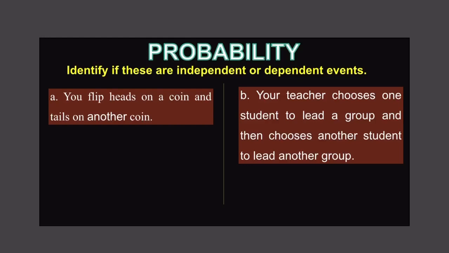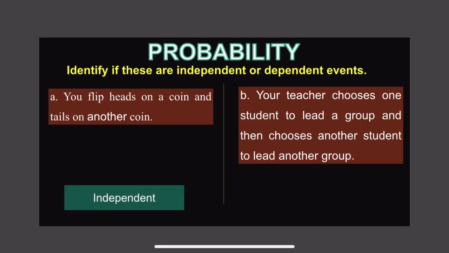So, why do you think one is independent and one is dependent? And which one do you think is dependent and independent? Okay, let's have a look. The first one is independent because 2 independent events are happening. None is having an effect on the other.